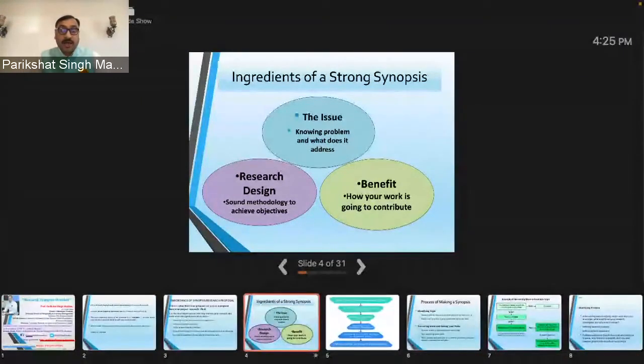So how your work is going to contribute towards industry, society, or government is an important aspect which needs to be reflected in your synopsis. This is one of those deliverables which everybody would be looking at.